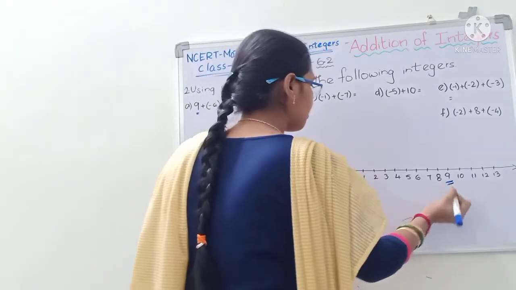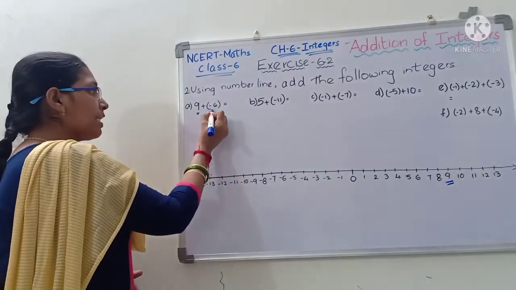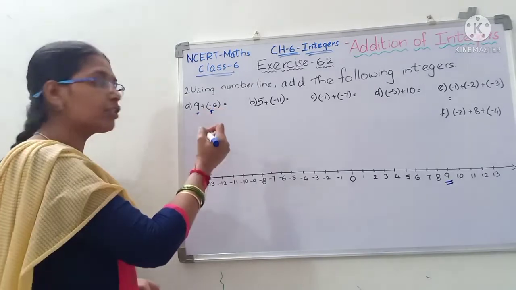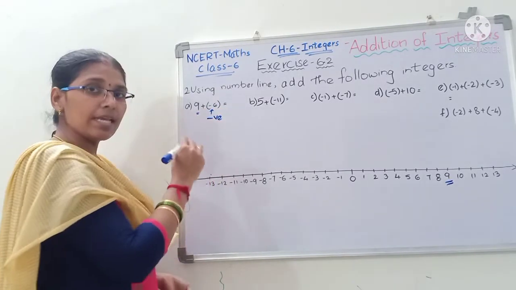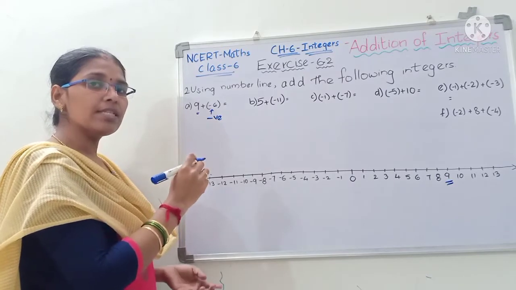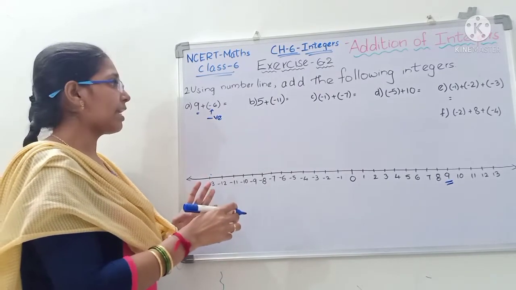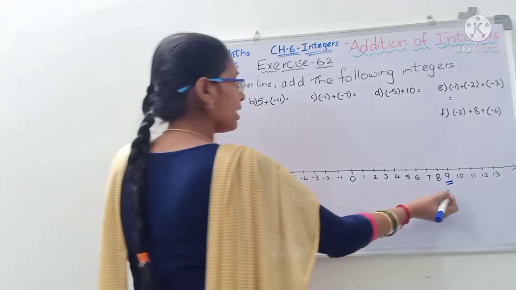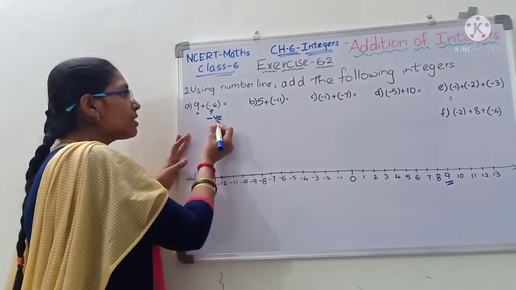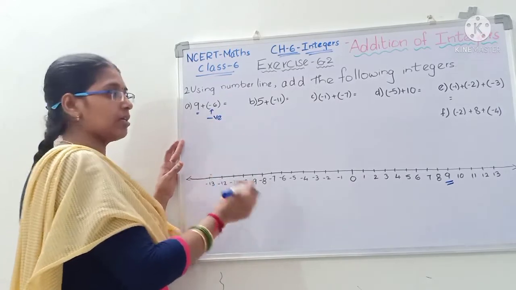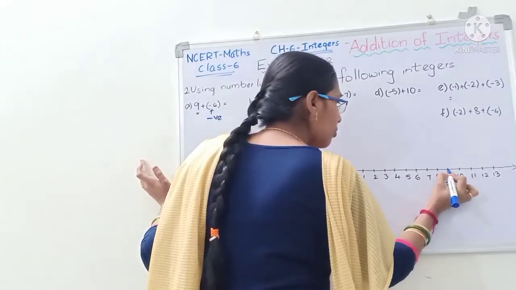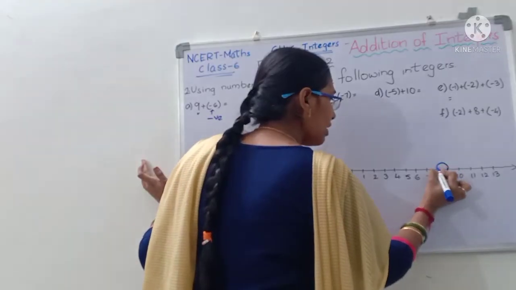9 is here. And you should add minus 6. What is the sign here, children? Negative. It is a negative number. You are adding negative. Negative in the sense you should move left side. Yes, correct. We located 9. From there, move 6 steps back. It is a negative number. So, you will move back. From 6 steps, move to the left.